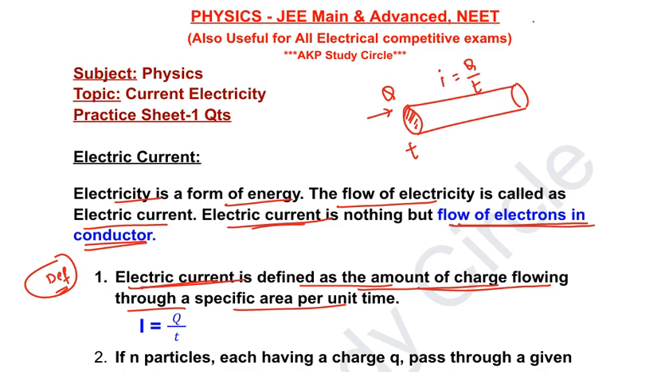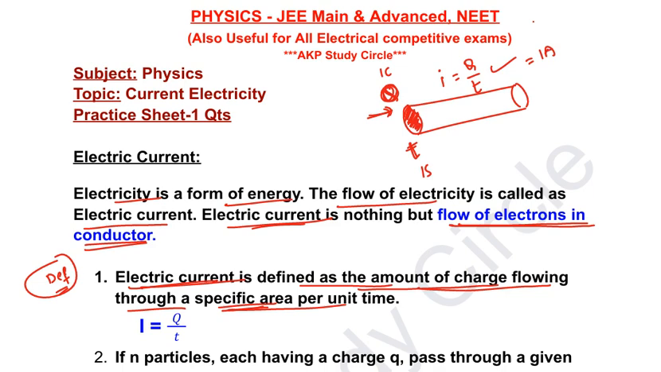Again I am repeating, the specific area of cross section is the same. Electric current is the amount of charge flowing through this specific area per unit time. If 1 coulomb of charge is passing through this cross section of the conductor in 1 second, we can say 1 ampere current is flowing.